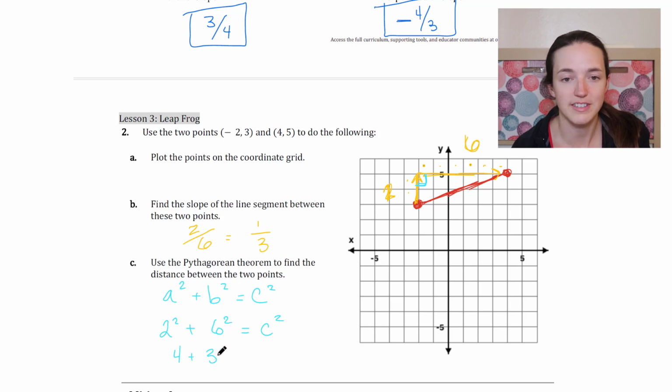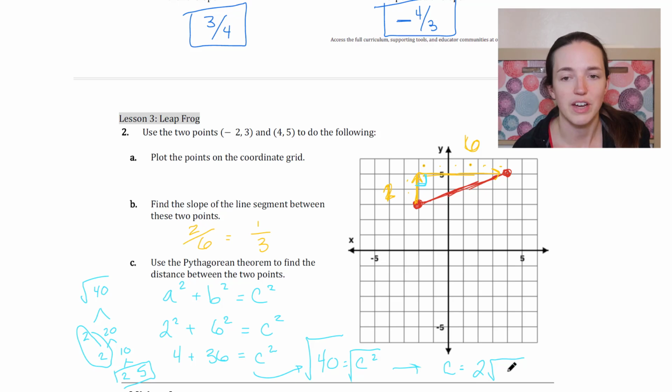So let's see. 4 plus 36 equals c². That'd be 40 equals c². To solve for c, I've got to square root both sides. Now square root 40, let's see. I could split that into 2 and 20. 20 splits into 2 and 10. 10 splits into 2 and 5. So I have one set of 2. 2 times 5 is left on the inside. So that would be 2 comes out, 2 times 5, 10 is left on the inside.